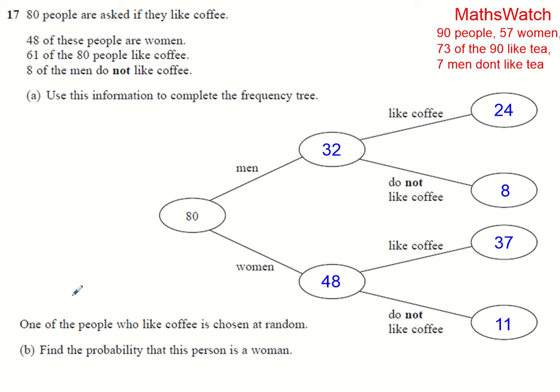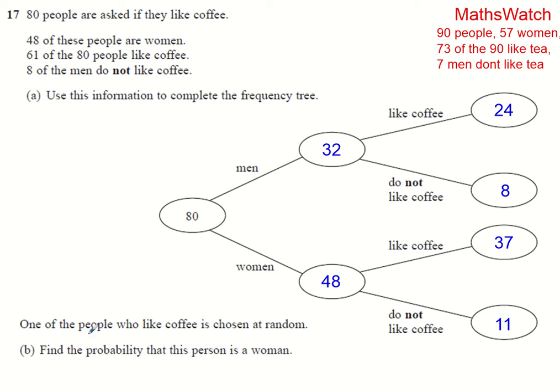One of the people who like coffee is chosen at random. Find the probability that this person is a woman. Now this is where people need to be very careful and read the question. Who are we choosing from? Are we choosing from the entire number of people? Are we choosing from the men? Are we choosing from the women? This can change from question to question.